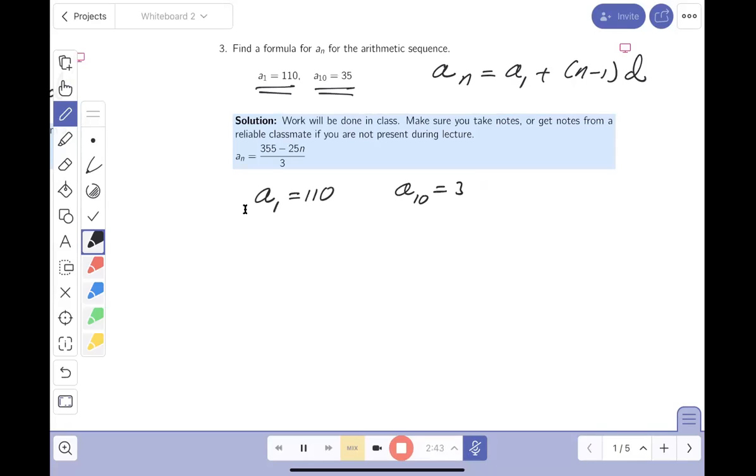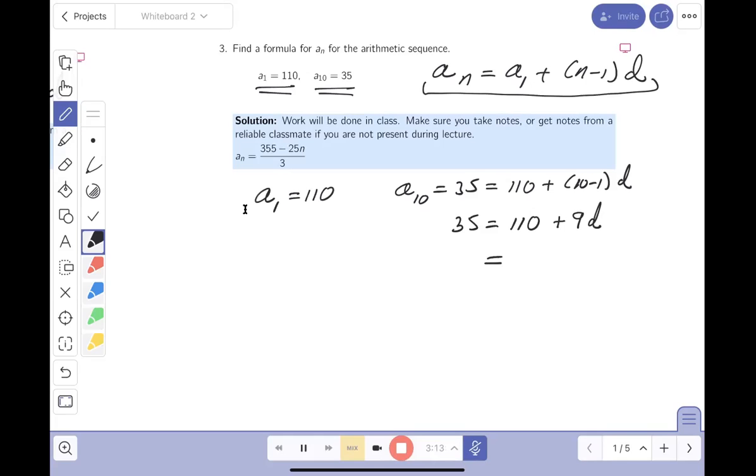I want to use this formula to see if I can figure out what D is. So 35, that's A10, would equal A1, which is 110, plus, well, what's N? It's 10. So 10 minus 1 times D. Let's see if we can figure this out. 35 equals 110 plus 9D, right? I'm going to take 110 from both sides. And what would you get? Minus 75 equals 9D, right?